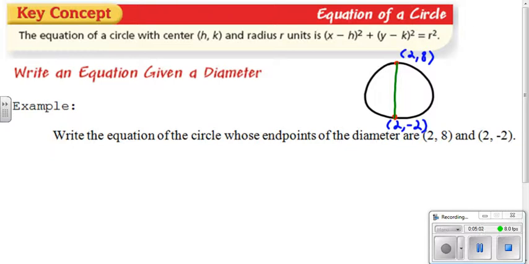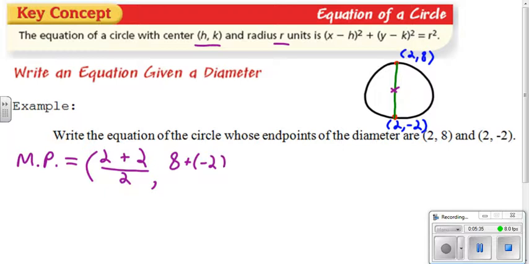Remember, things we need for our circle, we need the center and we need the radius. Well, we aren't necessarily given either of those, but we can find them. We can find the center right there because that's the midpoint of our diameter. And remember, to find a midpoint, we take our two x values, 2 and 2, over 2. Take the average of them. Same thing with our two y values, 8 plus -2 over 2.